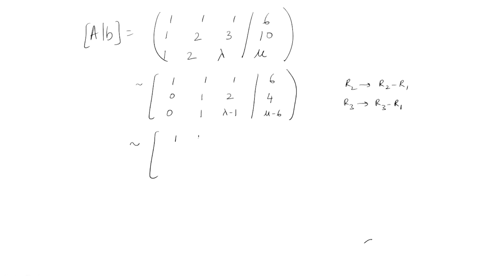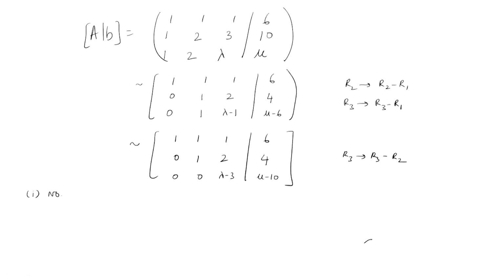So, you will make 0 here with the help of this. So, it is 1 1 1 6, it is 0 1 2 4. So, in R3 you will apply an operation R3 minus R2. So, it is 0 0 lambda minus 3 and mu minus 10. So, this is the echelon form of this matrix.